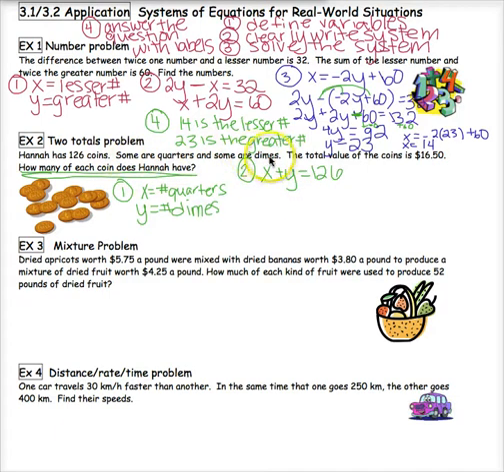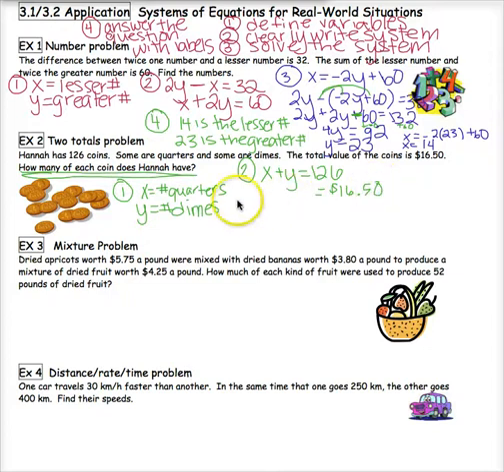Some are quarters and some are dimes. We already used that in step 1. Sentence 3, the total value of the coins is $16.50. So most people from that know that that means over here I need to have $16.50.